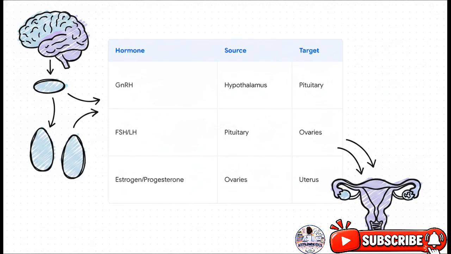Now, this hormone cheat sheet maps out exactly where these chemical messengers originate and what they're actually programmed to do. You can clearly trace the hierarchy here. GnRH from the hypothalamus commands the pituitary. The pituitary's FSH and LH command the ovaries. And finally, the ovaries release estradiol and progesterone, which command the tissues of the uterus.